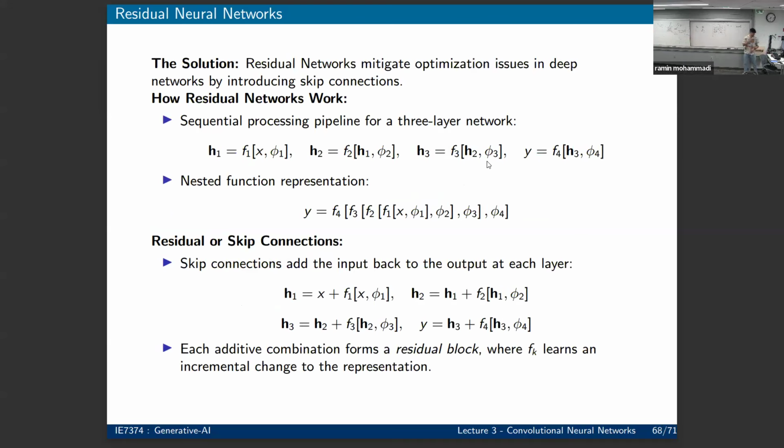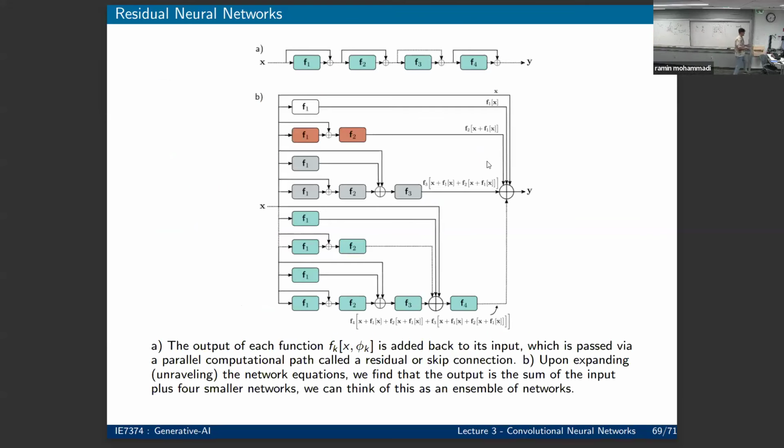Again, this is simply what you do. If you have four functions and this was the original function, you pick the output of each plus the input to that layer. So H2 got H1 as an input, but you add H1 to the output. On each layer, you just add the data back to it. That helps with a series of problems. And this is how it looks. These both are the same.